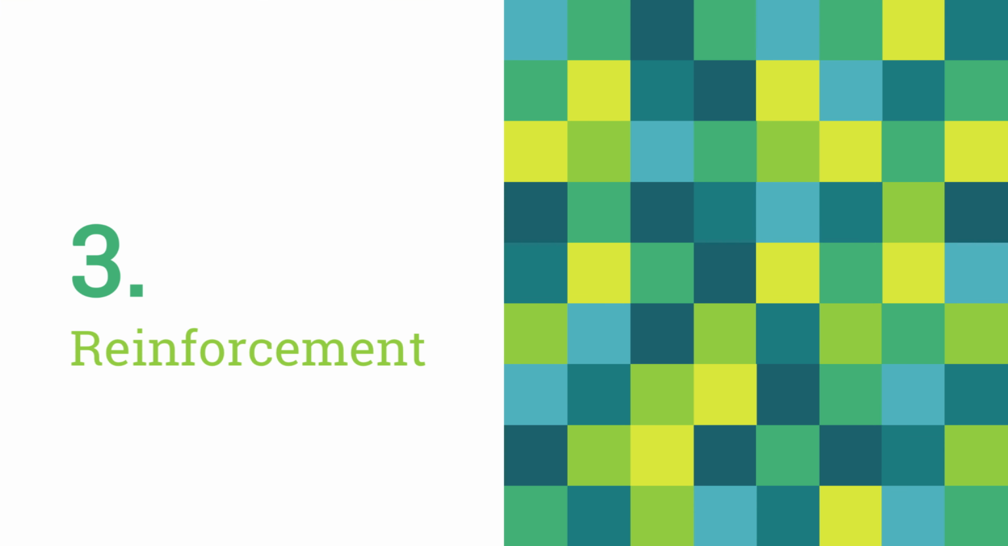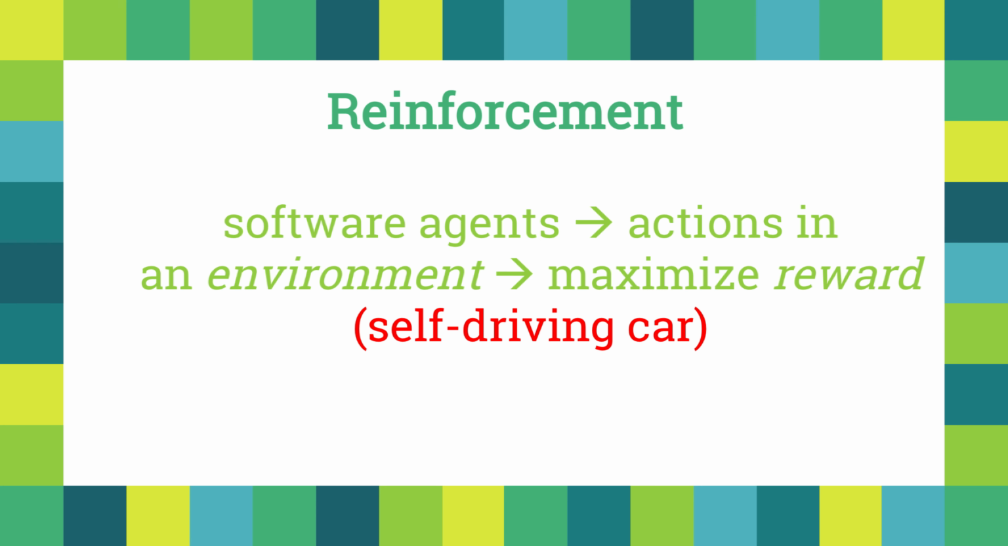Third type of learning is reinforcement learning, which is the area of machine learning concerned with how computers should take an action in an environment to maximize a reward and automatically improve its performance through experience. Let's give an example to clarify what I just said.